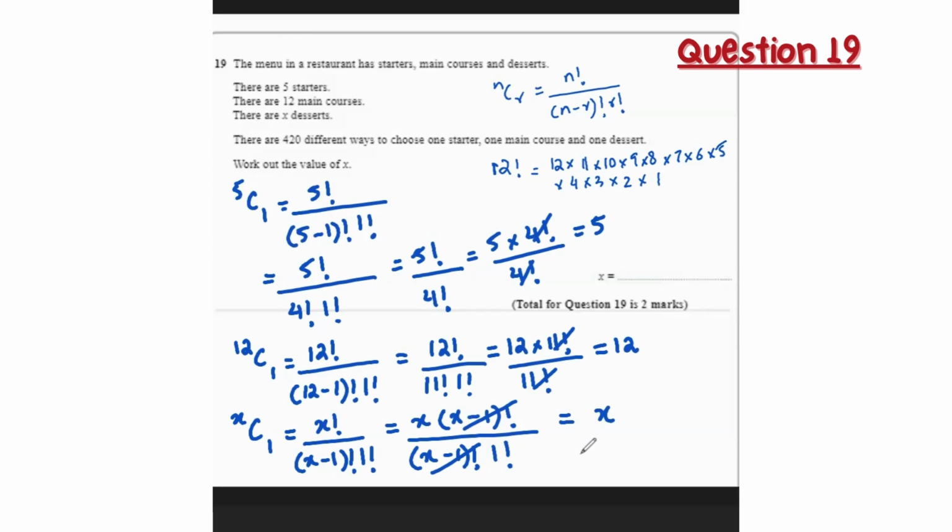So we do 420 equals 12 times 5 times x. 12 times 5 would be 60. And 420 divided by 60 is 7. So 7 equals the value of x.